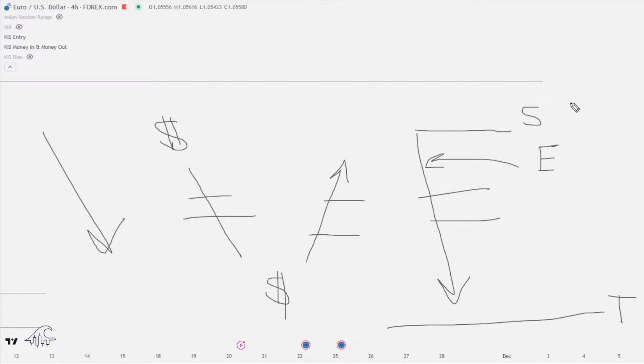What's going on, Void? Hope you're good. Martin, how come you're such a genius? Oh, trust me, I'm not. Trust me.